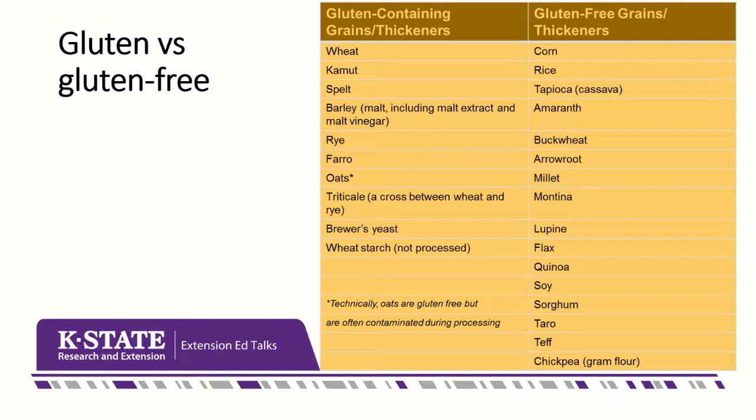And oats, we get a lot of questions on oats because oats are technically gluten-free, but they're often processed in the same factories that products have gluten in them. So if you have one of those 3 conditions that you can't eat gluten, you need to make sure that you buy oats that say gluten-free on them.